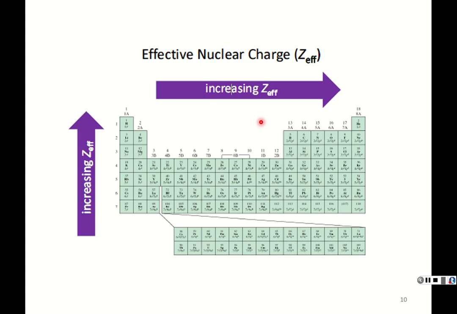The general trend of Z effective, the effective nuclear charge, is that it increases as you go from left to right in the periodic table, and it increases up a group. So in that sense, helium would have a very high effective nuclear charge. One of the reasons is that it doesn't have inner electrons, right?